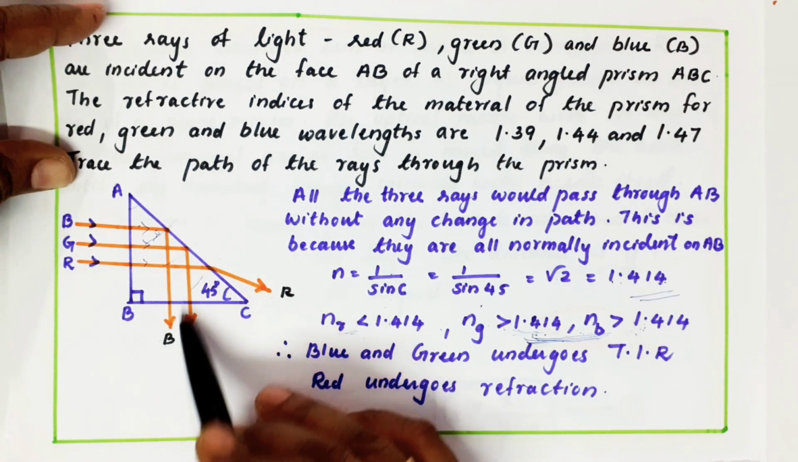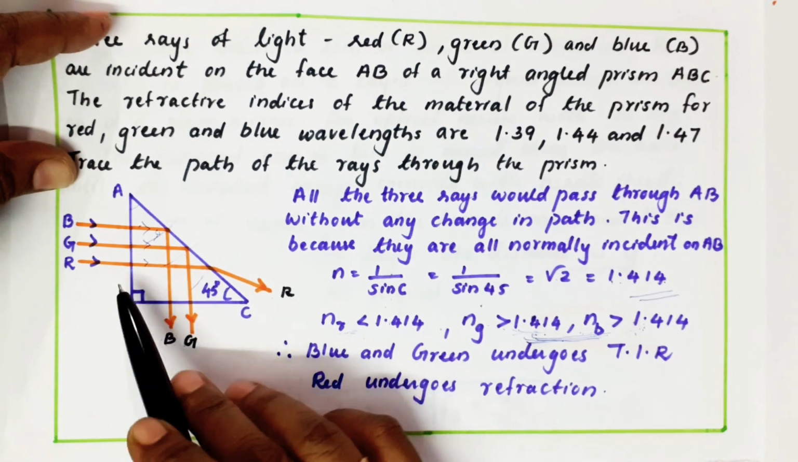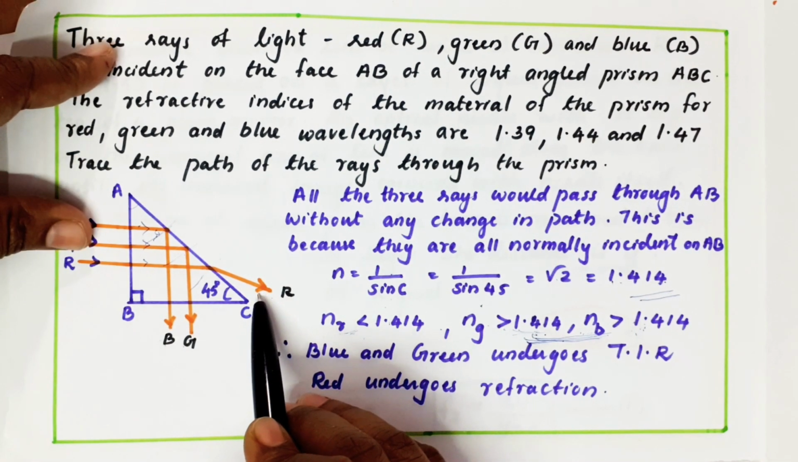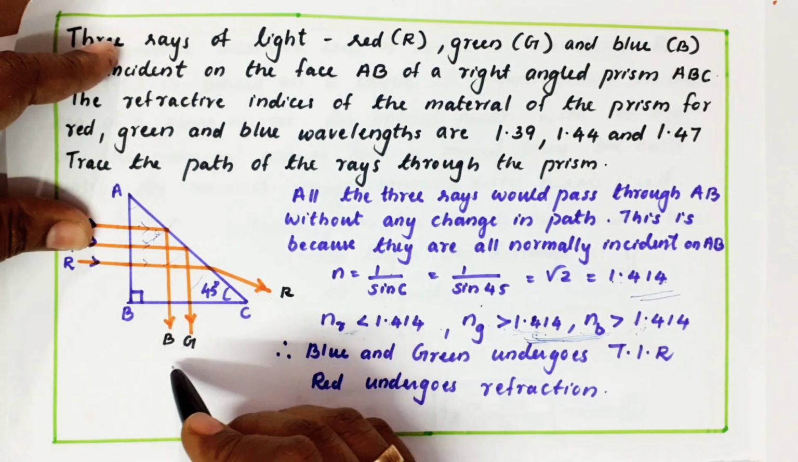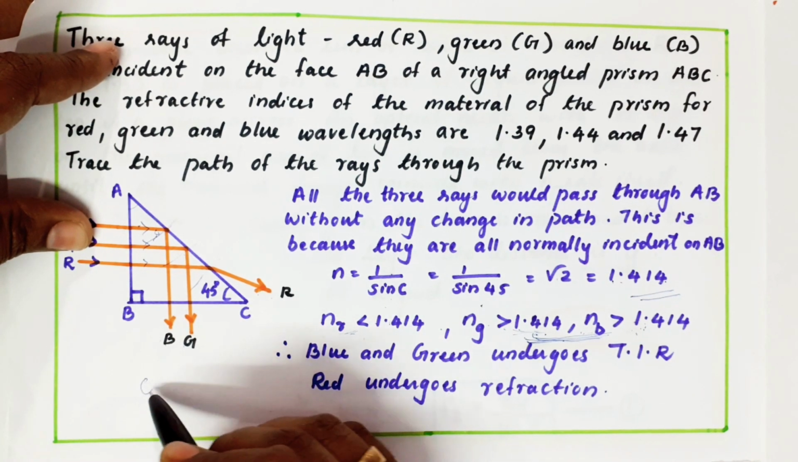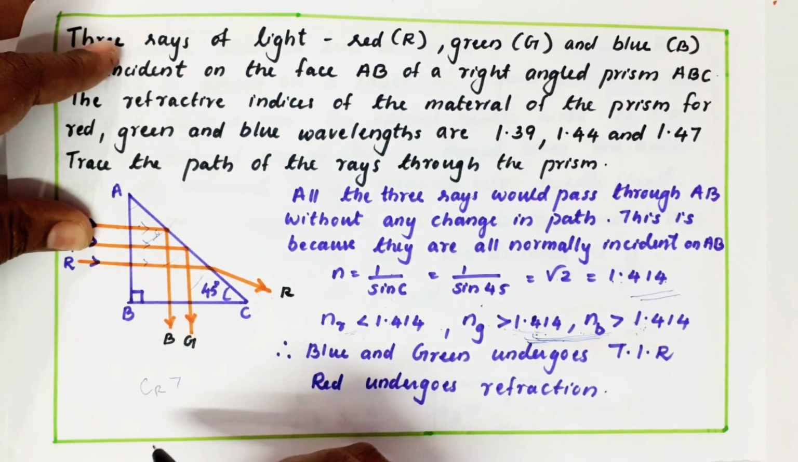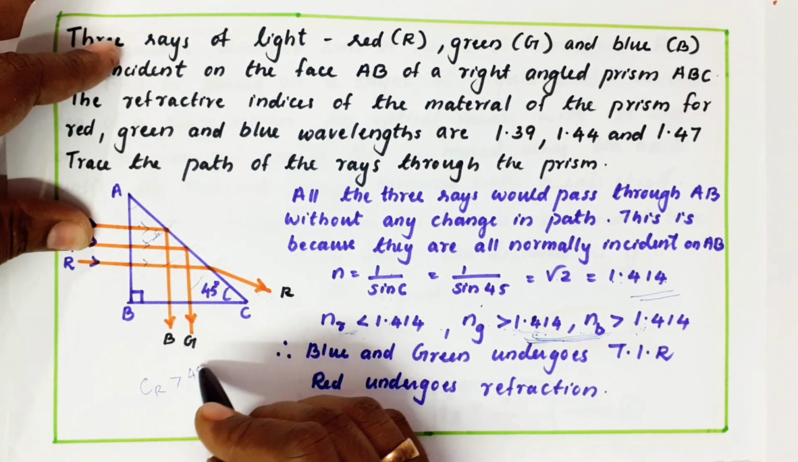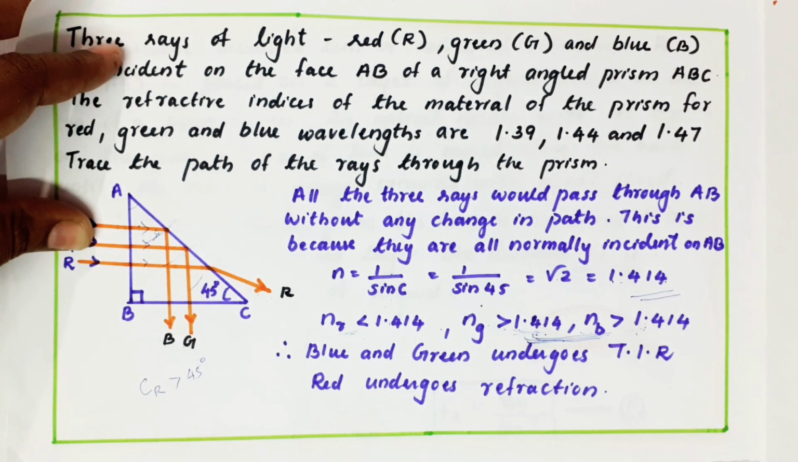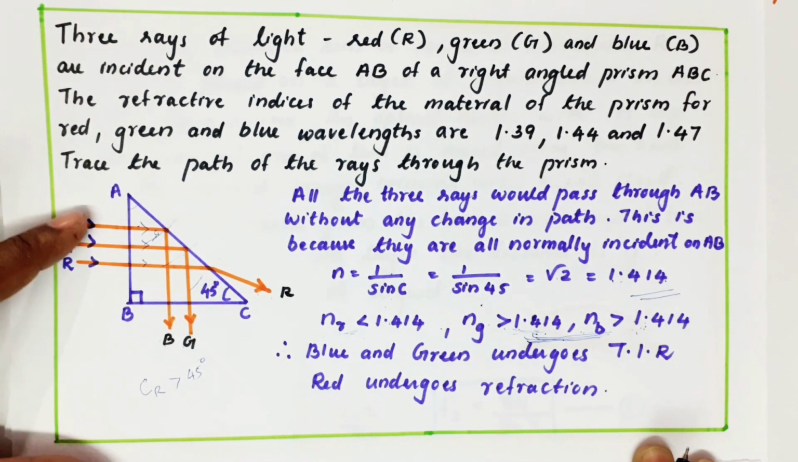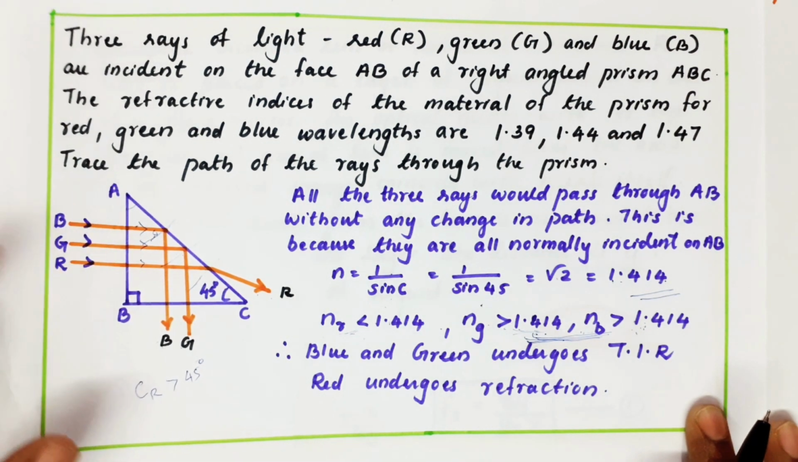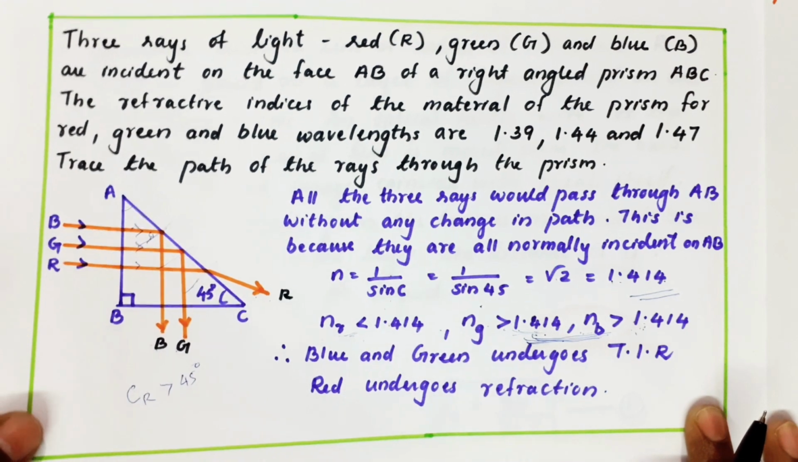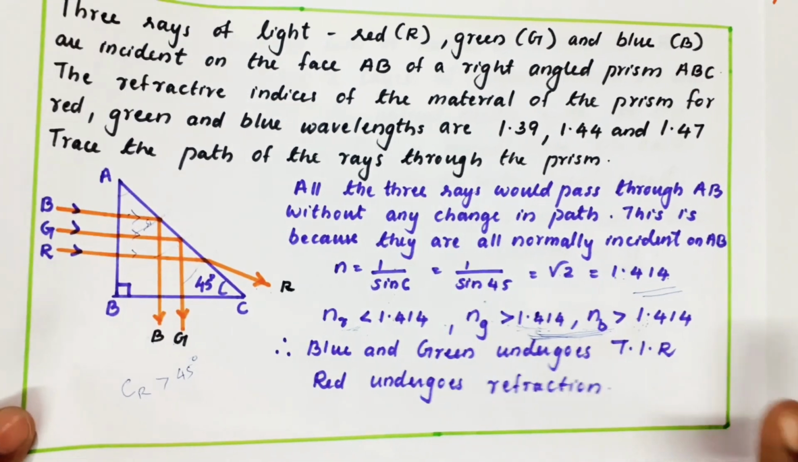So blue and green color undergo internal reflection, and red color does not undergo internal reflection because the critical angle of red color is greater than 45 degrees here. But here the angle of incidence is only 45. So that ray does not undergo total internal reflection.